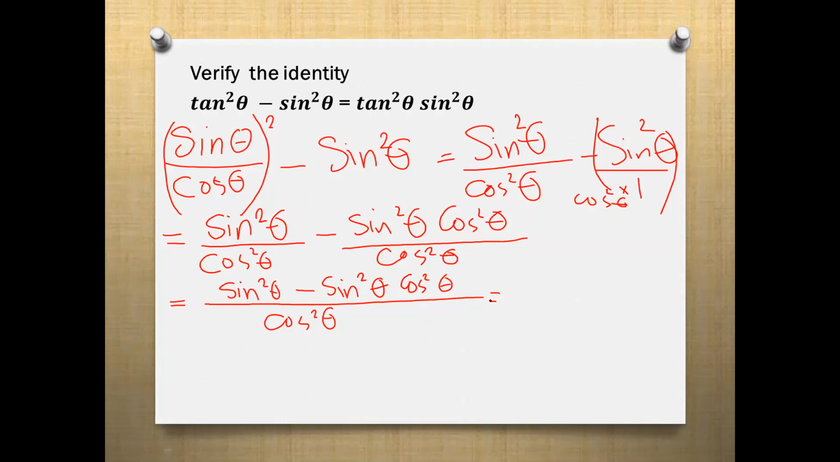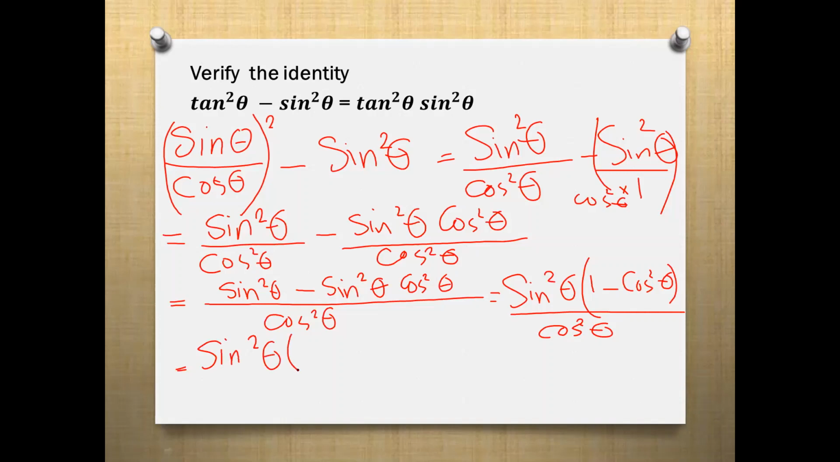Then, what do I have to do? How can I continue now? Can I take sine squared of theta as a common factor? Yes, so it will be sine squared of theta as a common factor, then 1 minus cosine squared of theta over cosine squared of theta. Then I told you that sine squared plus cosine squared equals 1, so 1 minus cosine squared of theta will be sine squared of theta over cosine squared of theta.